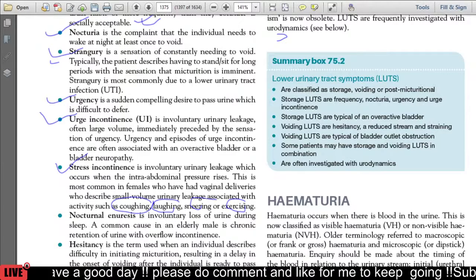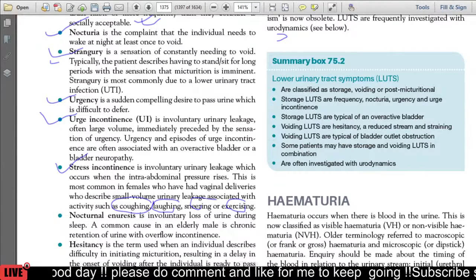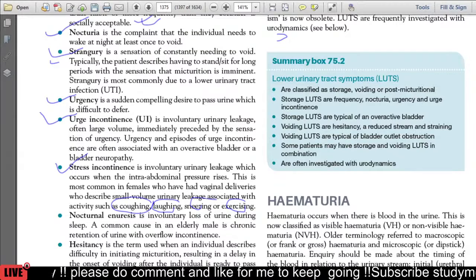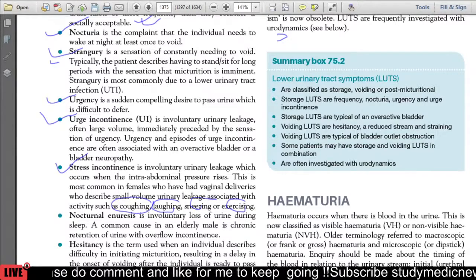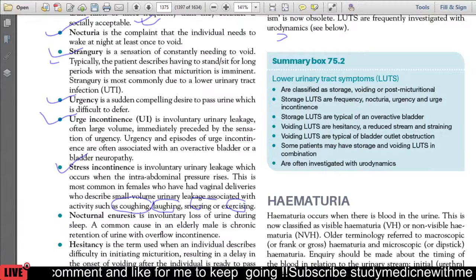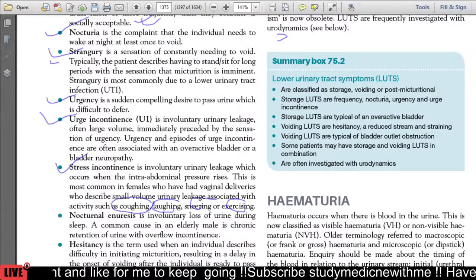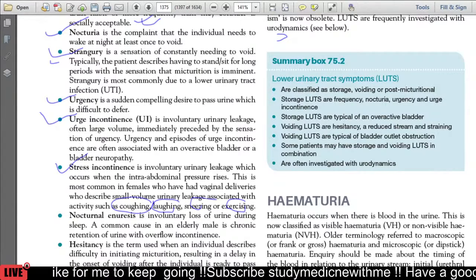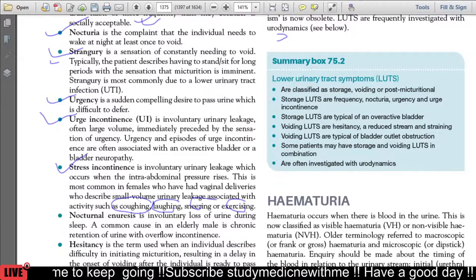Nocturnal enuresis is involuntary loss of urine during sleep. Nocturnal enuresis is basically nocturnal incontinence, loss of urine during sleep. A common cause in an elderly male is chronic retention of urine with overflow incontinence.